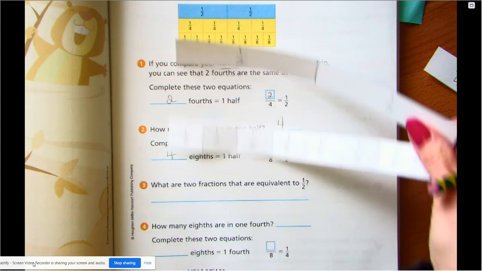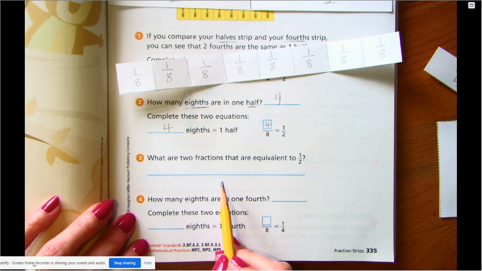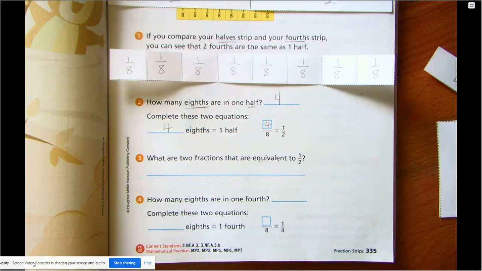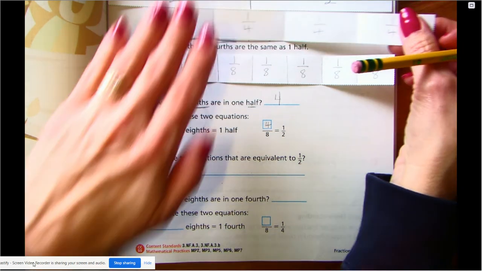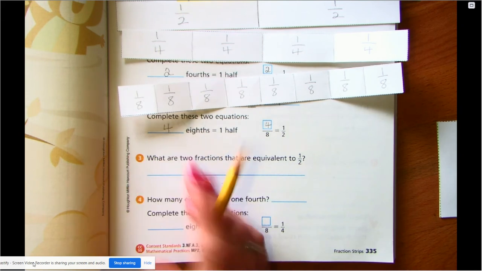Let's look at number 3. It says, what are 2 fractions that are equivalent to 1/2? Think about that. How would you answer that? What are 2 fractions that are equivalent to 1/2? We just figured that out, didn't we? We had 2/4 and 4/8, right? So we're going to write that on the line.